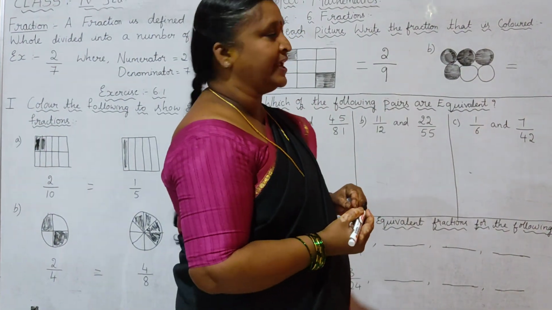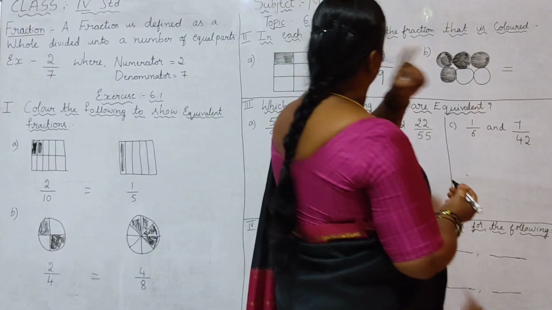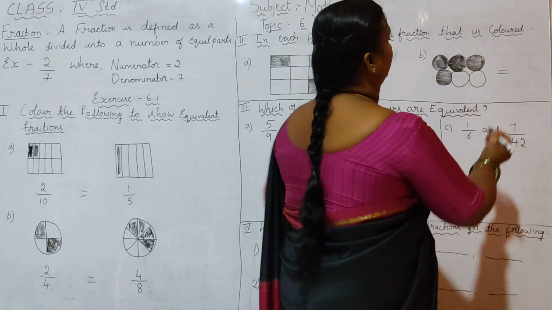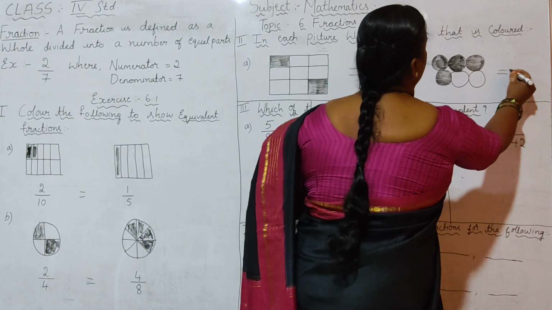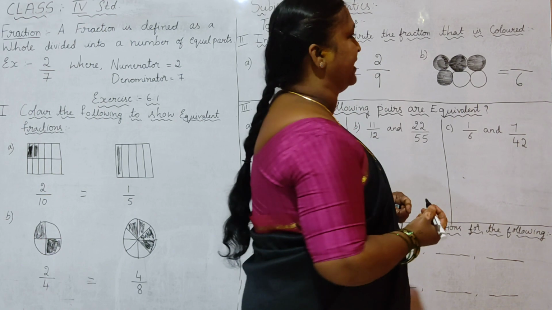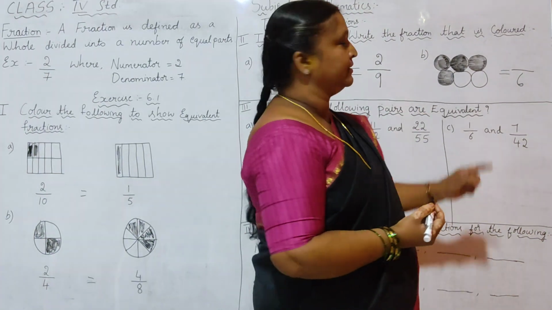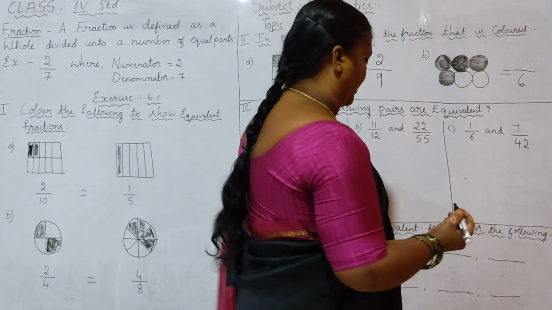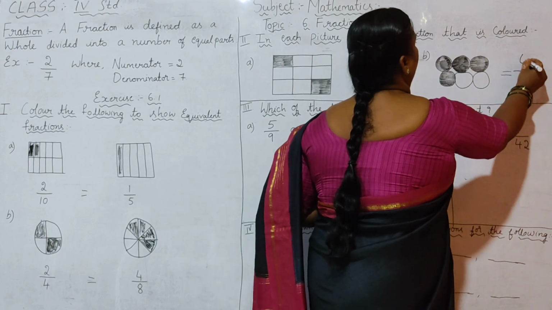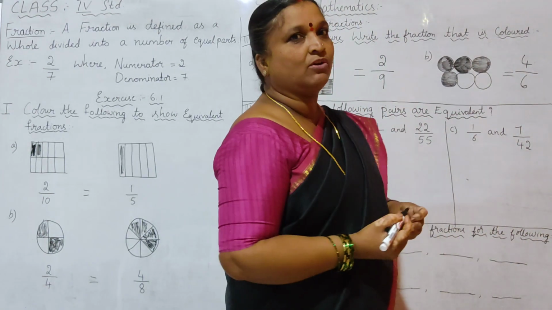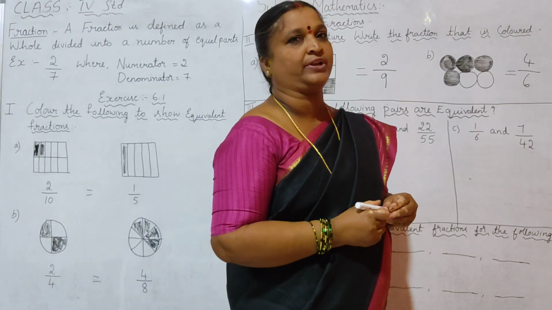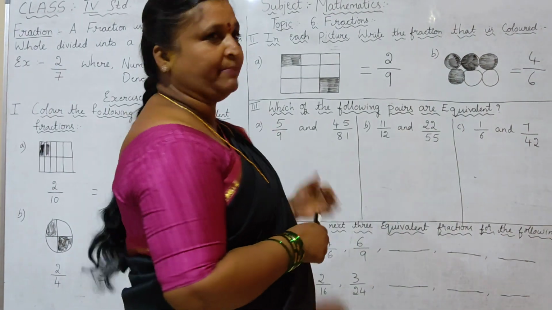2 by 9. Here, 1, 2, 3, 4, 5, 6. Write 6 in the denominator. How many parts did they shade? 1, 2, 3, 4 parts. Write 4 in the numerator place. 4 by 6. You have to read the fraction like this. Next, we will move on to the third main.